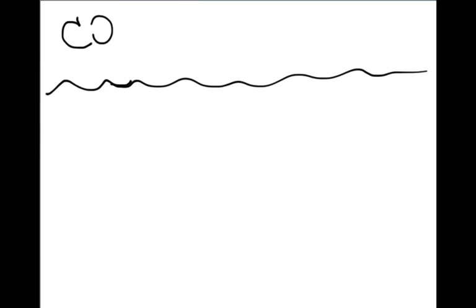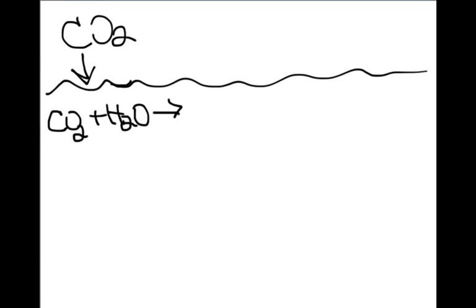We have water, and in the atmosphere, we have CO2. It's actually in much higher concentrations in the atmosphere than it is in the water. In the water, the CO2 reacts with the water. Now this arrow is going to go in one direction, and the direction of the arrows is important here, to make carbonic acid, which is H2CO3.